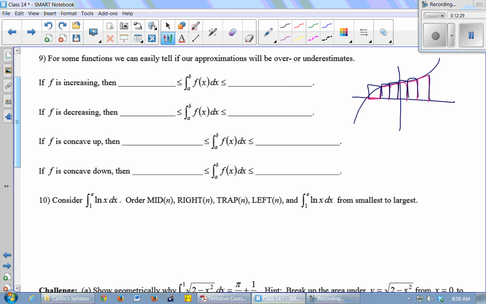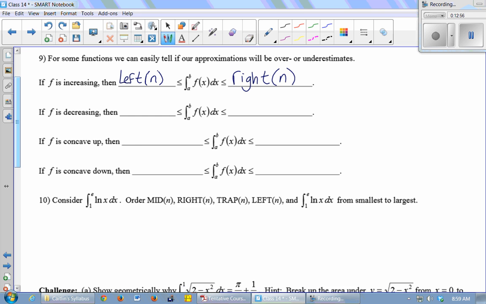So it doesn't matter what the concavity is. If it's always increasing, the left will be an underestimate. No matter how many rectangles you use, it'll get closer and closer to the exact value, but it'll always be a little bit under. And the right will always be bigger. How about if the function is always decreasing? Draw a little picture of that. Regardless of the concavity, I'm going to draw this picture so it's always decreasing. What two approximations will the exact value always be between?